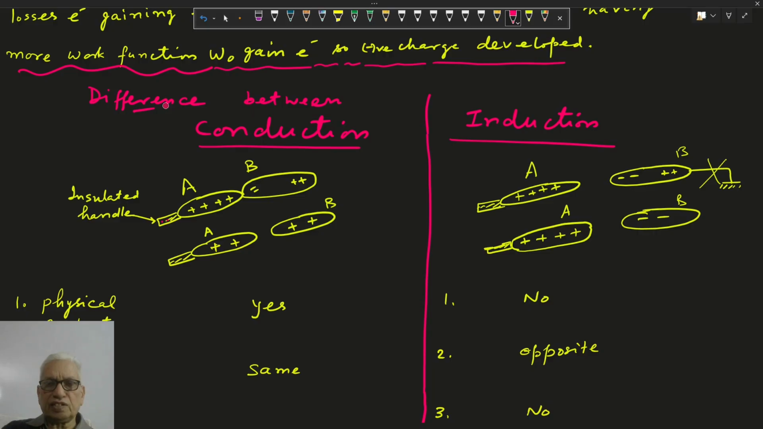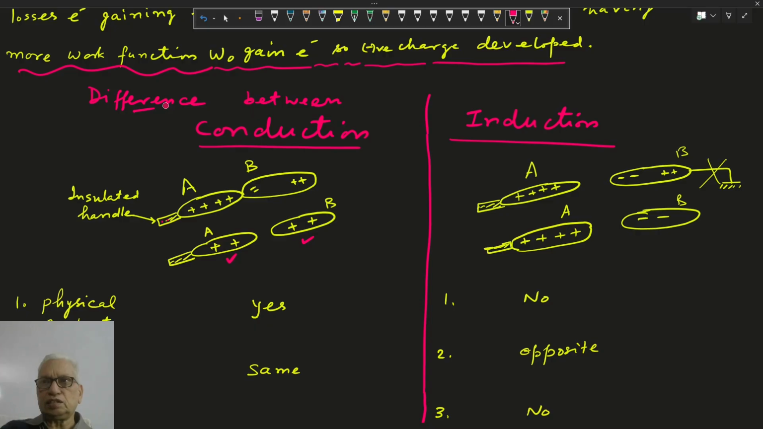ये negative इसको fill कर देंगे. यहाँ पे positive charge neutral हो गए by the electrons. So positive charge means loss of electron कम हो गया, तो positive charge in other words कम हो गया. But यहाँ पर negative निकल गया तो positive बचा. So by conduction we are having the similar nature of charge developed on B body as of A.